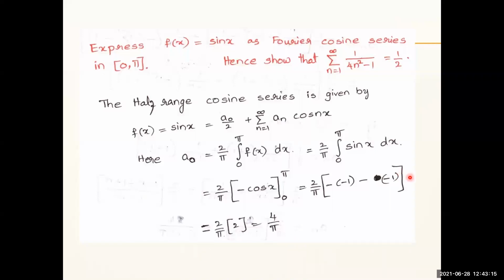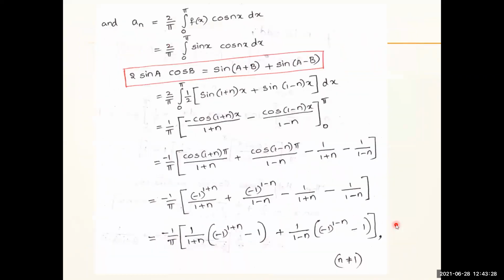So the value is 1 here, cos 0. And then minus of minus, and here also it is minus of minus. So 1 plus 1, 2. So 2 into this 2 by pi, we get the value of a naught as 4 by pi. Then you see, we need to calculate an.